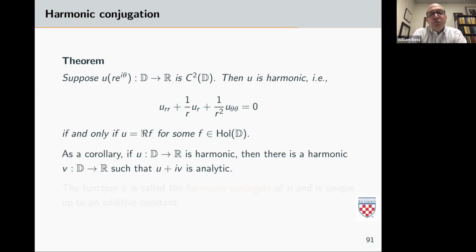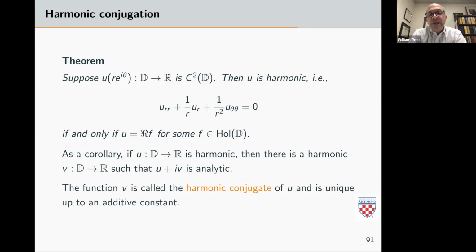All right, so as a corollary to this, if I have a real valued harmonic function U, then there's a harmonic conjugate V, a harmonic function V such that U plus iV is analytic. And this function V is called the harmonic conjugate. Without really being too fussy here, the harmonic conjugate V is unique up to an additive constant, so I'll say it that way, and no one is going to be too upset with me.